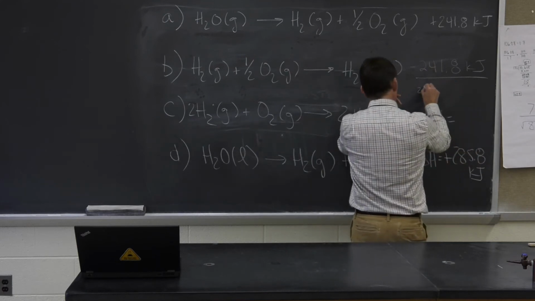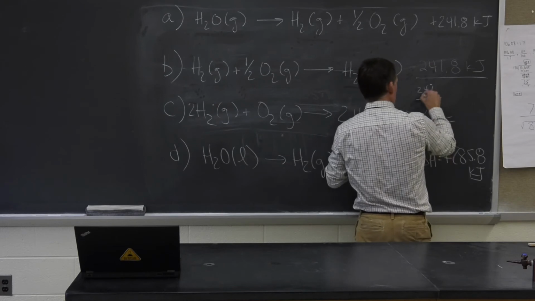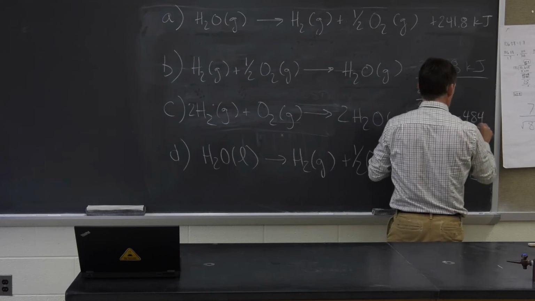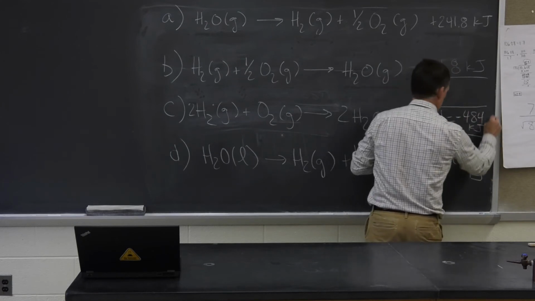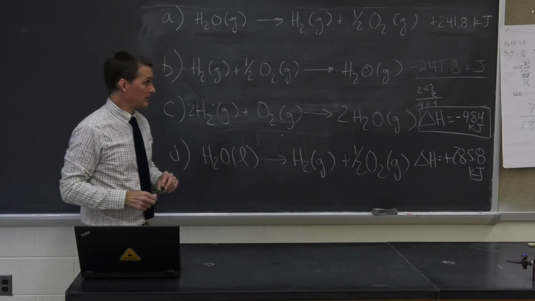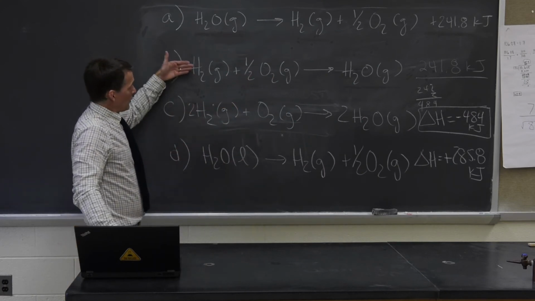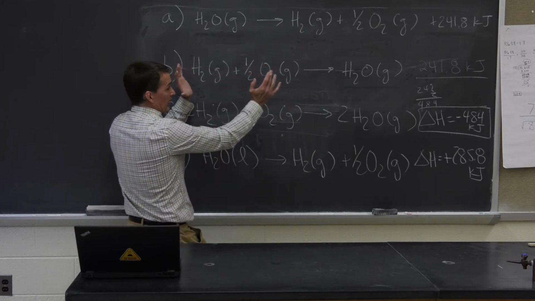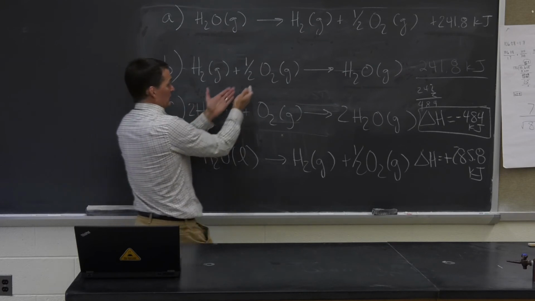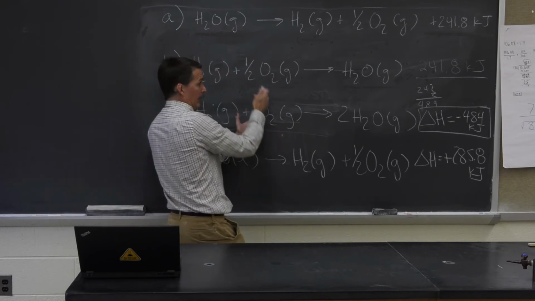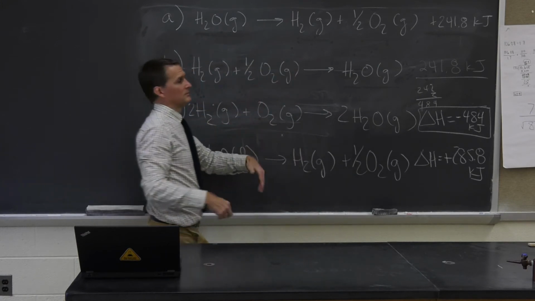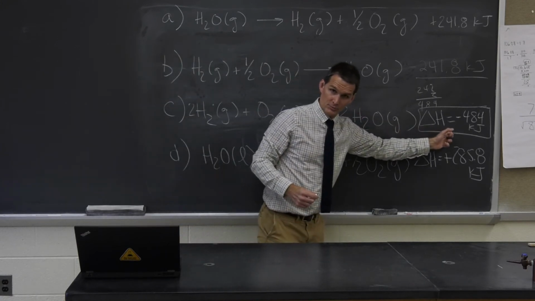Let's see, that's about 242. What's that? Negative 484, roughly, because I estimated, I went to the nearest kilojoule, not the nearest tenth of a kilojoule. So when I multiply the whole equation, which I've done here, I've got 2 of these, I've got 1 of these, where before I had a half, and I have 2 of these. If I multiply the equation by 2, I multiply the enthalpy by 2.